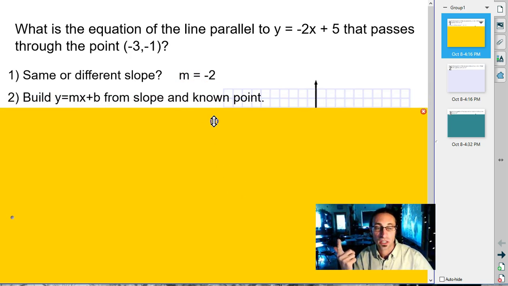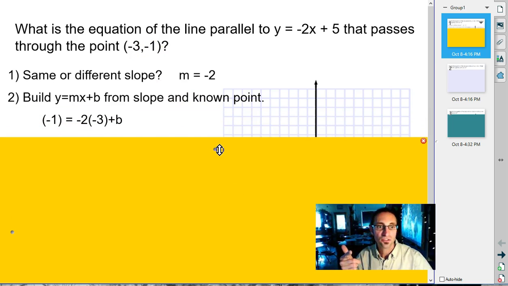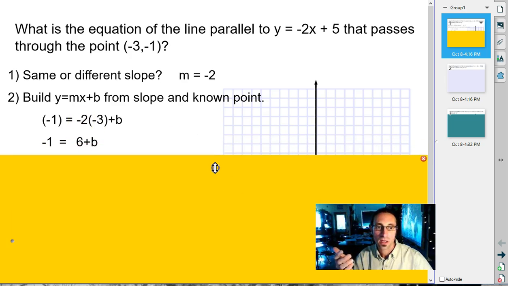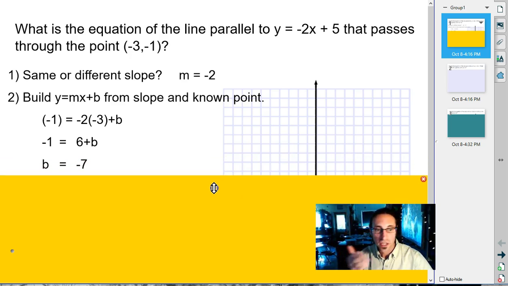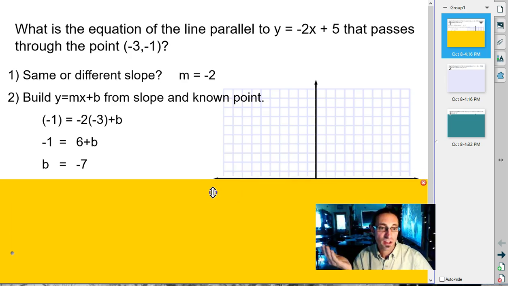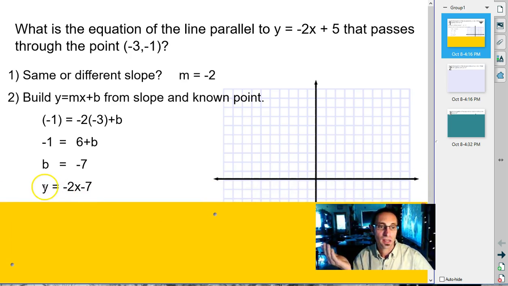The next step is to build the y equals mx plus b from the slope and known point. Here's my slope. Here's the known point. All I need to do is plug this point, negative 3 is the x, negative 1 is the y, into this form. The negative 2 comes from the slope, and then solve for b. And when I do my algebra, you can see, oh, right, so far so good. I subtract 6 from both sides. b is negative 7. Therefore, the equation of this line is y equals negative 2x minus 7.